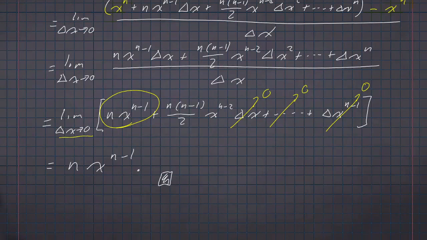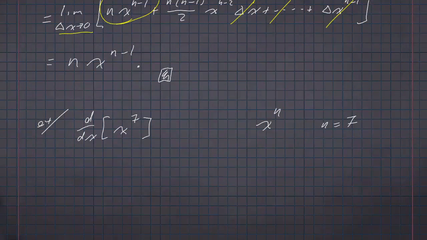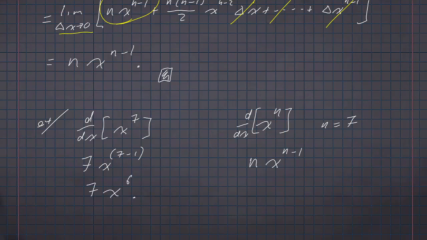And so now that we have the theorem, we can use the theorem. If I wanted to take the derivative of x raised to the 7th power, well, this is in the form of x to the n, where n is 7. And if I take the derivative of x to the n, I get n times x to the n minus 1. In this case, that's 7 times x to the 7 minus 1, and 7 minus 1 is 6. 7x to the 6th power.